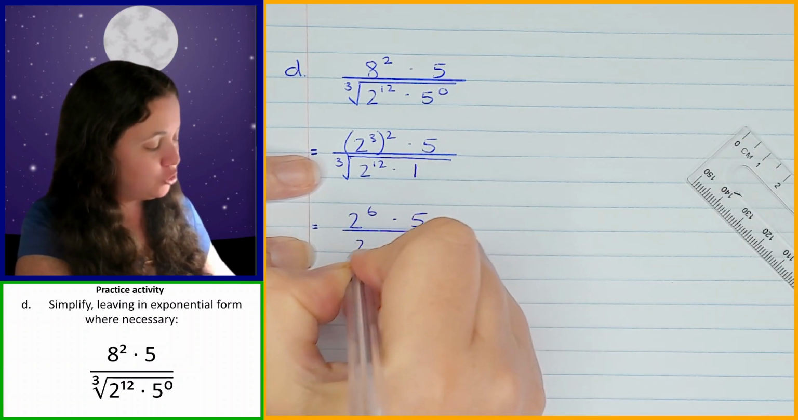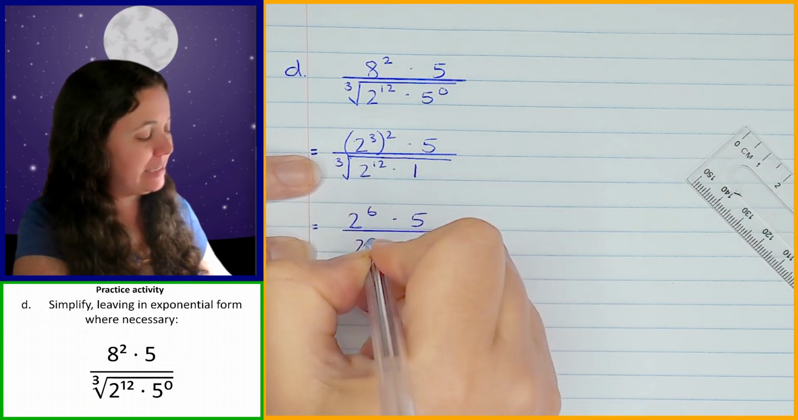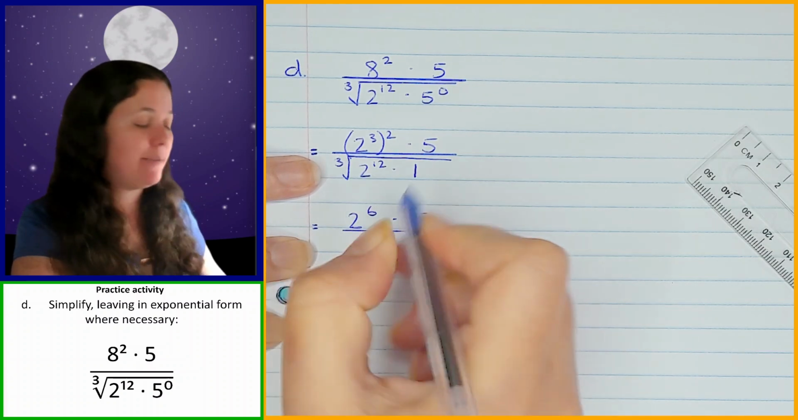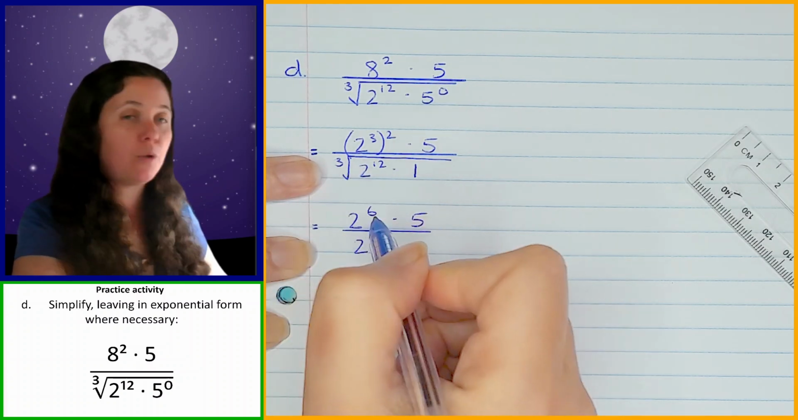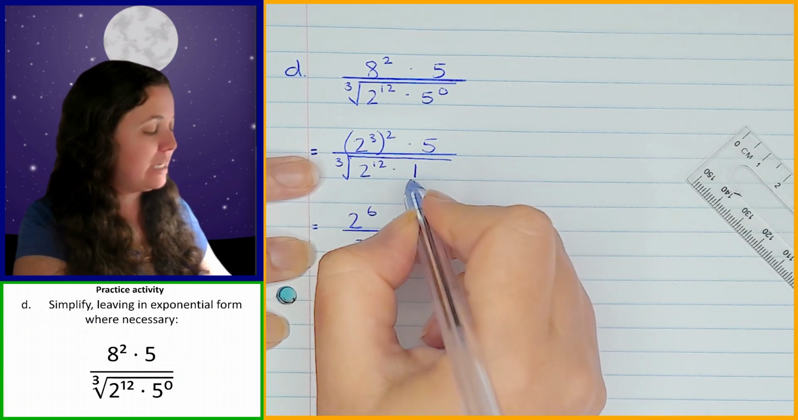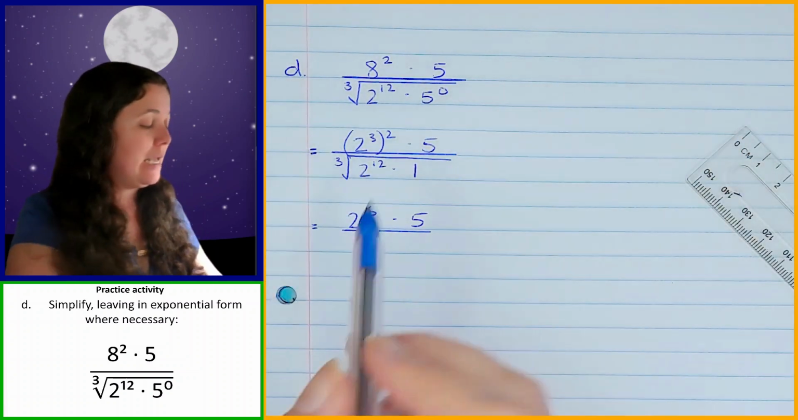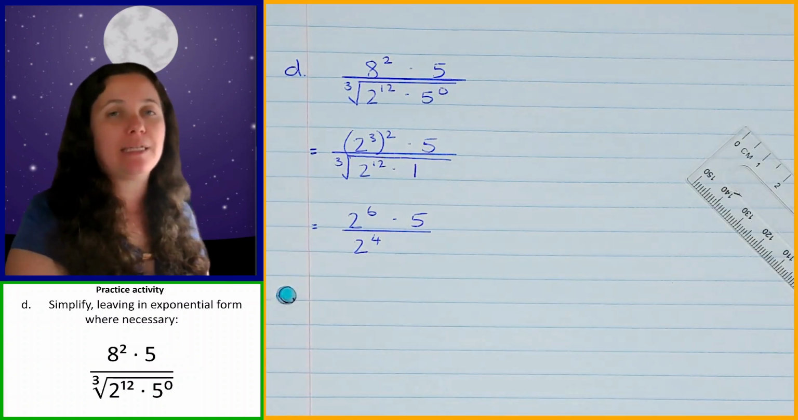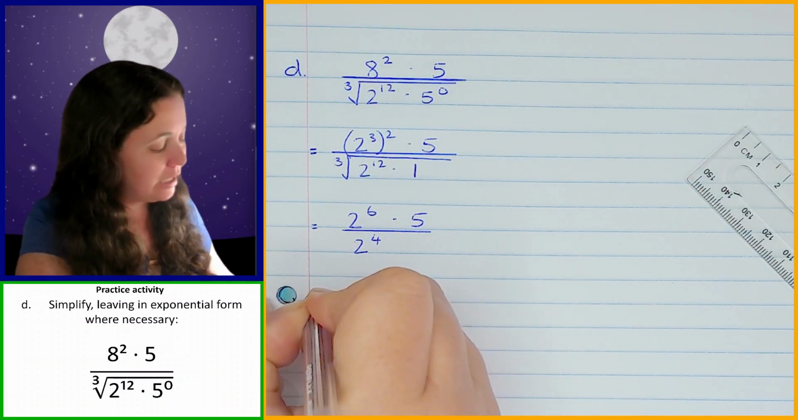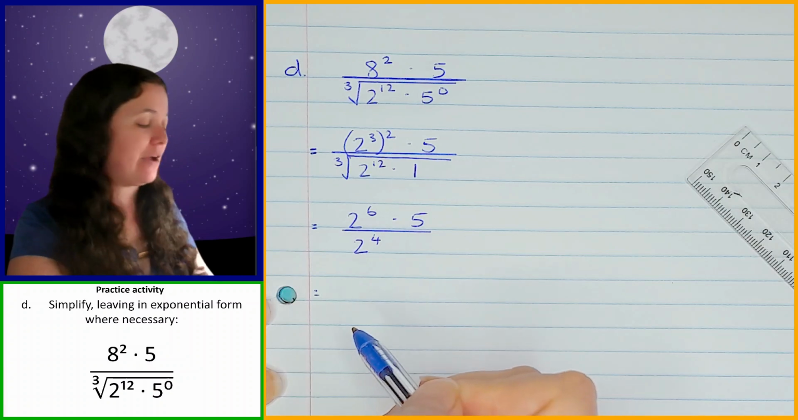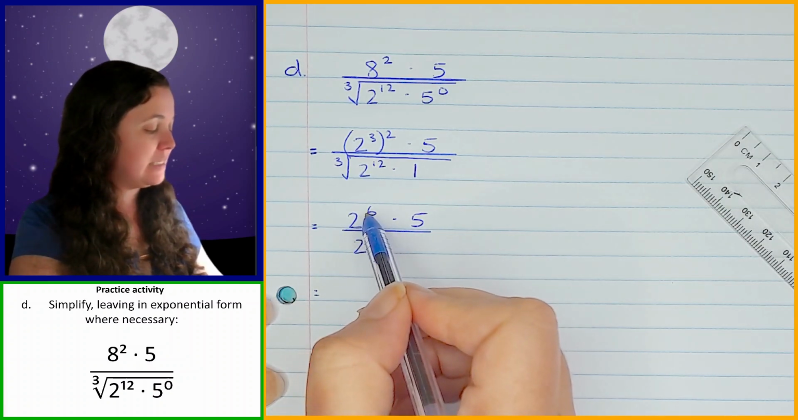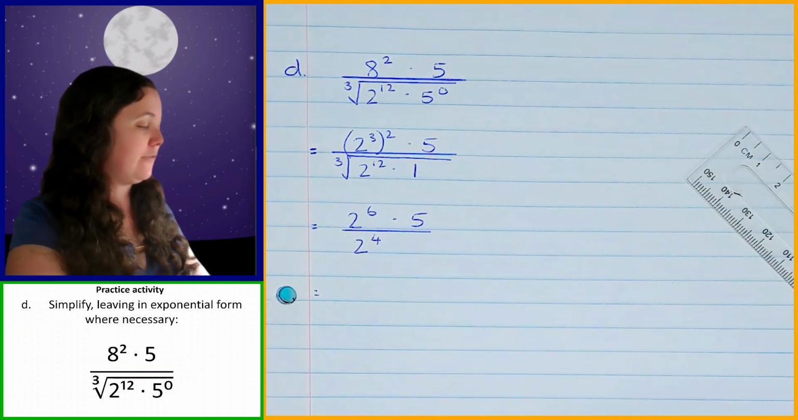That gives me 2 to the power of 12 divided by 3, which is 4. So the base is the same, and I divide my exponent by the root index. And then the 1, I don't have to worry about anymore, because the cube root of 1 is still 1, and if I'm just multiplying by 1 anyway, it doesn't actually do anything. Right, so now I can go on and simplify further. So I've got 2 to the power of 6 and 2 to the power of 4, which I can simplify.